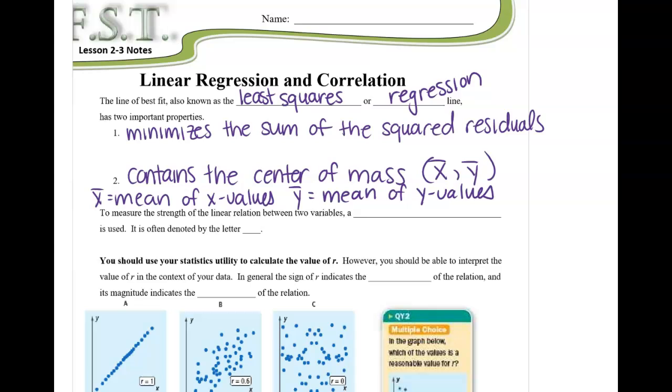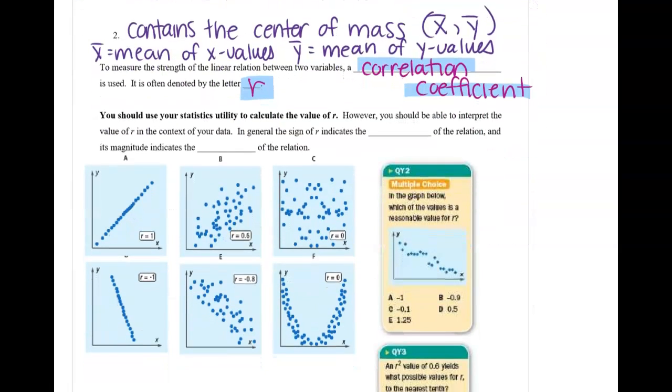To measure the strength of the linear relationship between two variables, a correlation coefficient is used. It is often denoted by the letter R. So it's called the correlation coefficient, and we use the letter R. This is something that the calculator finds for us. We do not do it by hand. So you should use your statistics utility, otherwise your calculator. But you should be able to interpret the value of R in the context of your data.